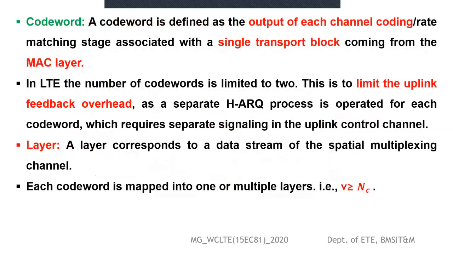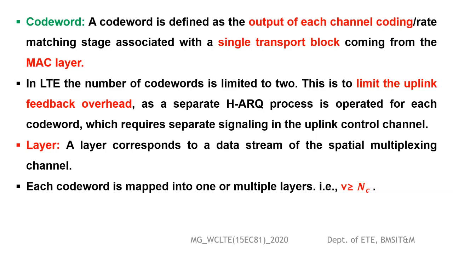So as I said, the code word is the output of each channel coding or rate matching stage associated with the single transport block coming from the MAC layer. That is what a code word is. In LTE, the number of code words is limited to 2. Why is it limited to 2? To limit the uplink feedback overhead.